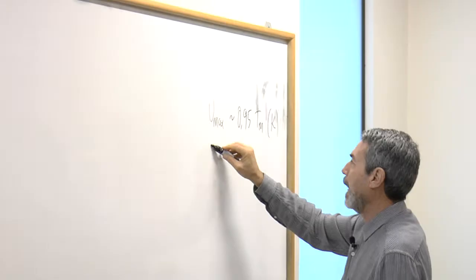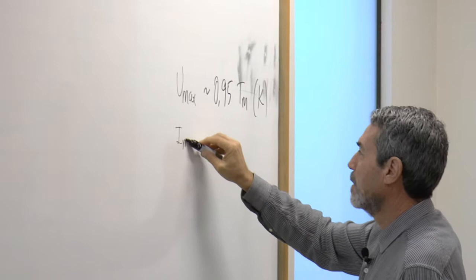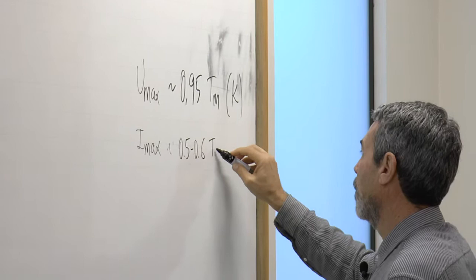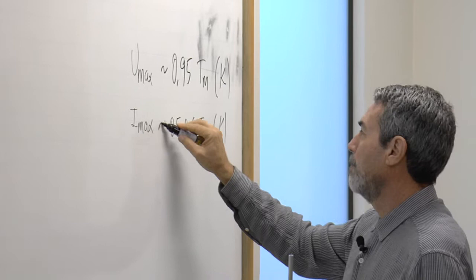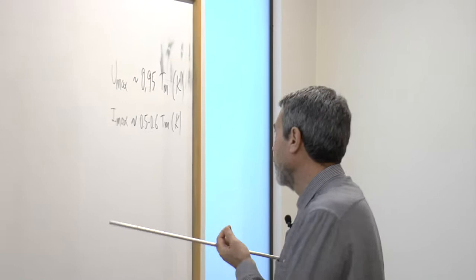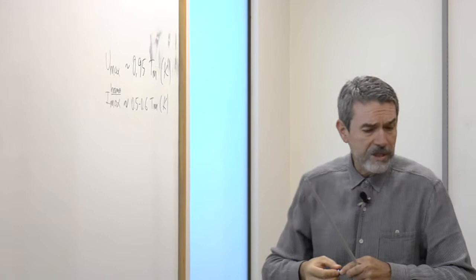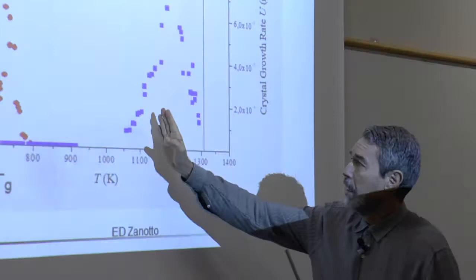So this is for U-max. For I-max, the maximum nucleation rate is about 0.5 to 0.6 of the melting point. Much deeper undercoolings. For homogeneous nucleation, let me stress this fact here that for homogeneous nucleation, for heterogeneous nucleation, any undercooling will be enough for heterogeneous nucleation.